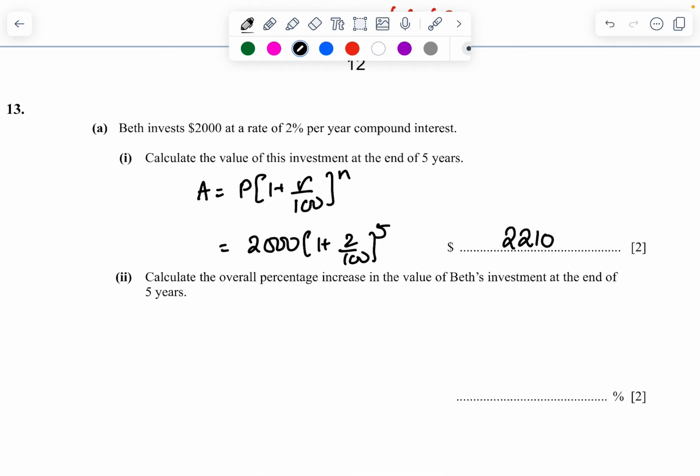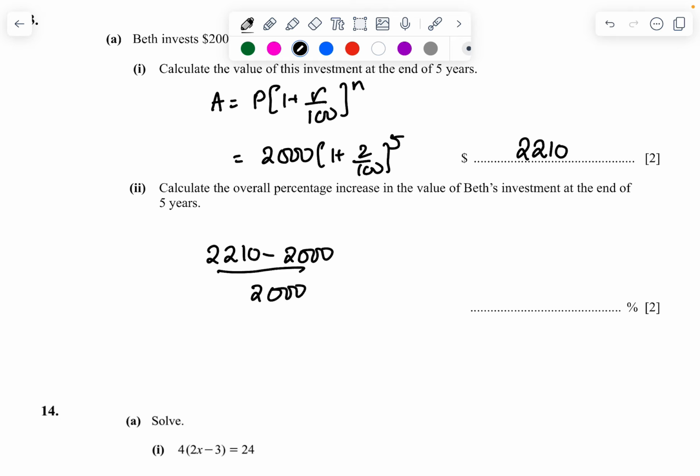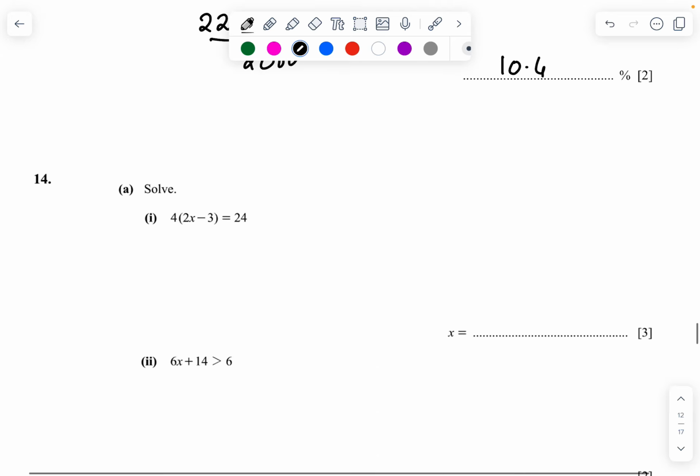Calculate the overall percentage increase in the value of the investment at the end of the 5 years. So this is (2210 minus 2000) divided by 2000 times 100, which is going to be nothing but how much? 10.4%. So that's going to be the interest.